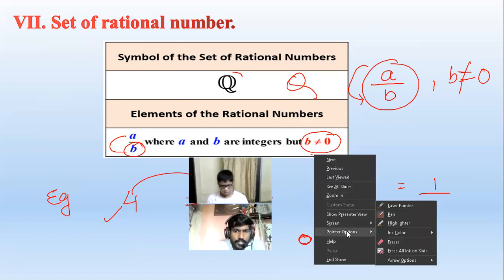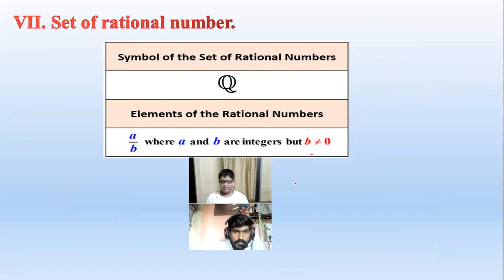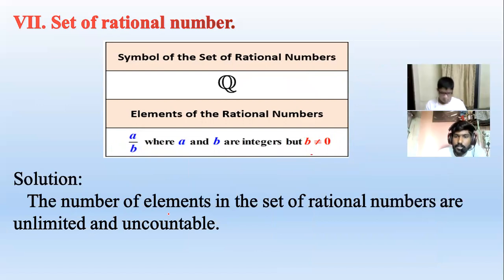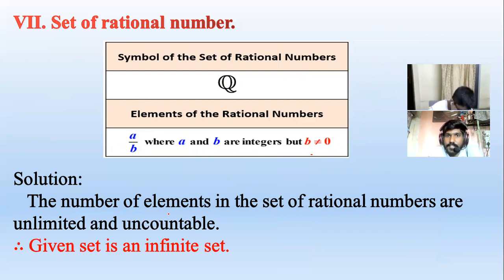So, how many such rational numbers are there? Infinite. So, the number of elements in the set of rational numbers are unlimited and uncountable. So, the given set is an infinite set.